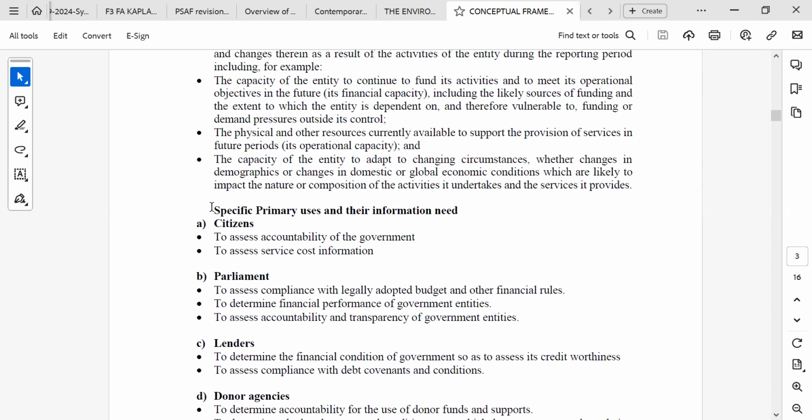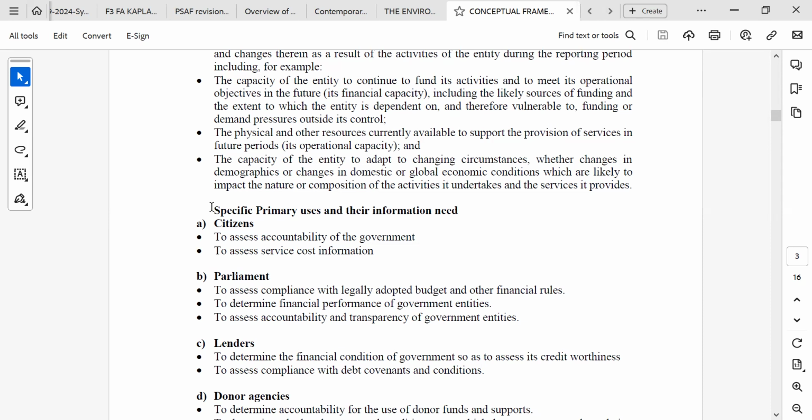Okay, let's now take the financial statement of the health sector. What are we going to be assessing using the information? Why do we even need the information? What do we need the information for? As a citizen, what is the first thing that you'll be using the information for?